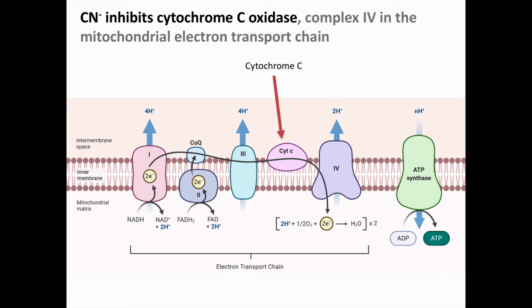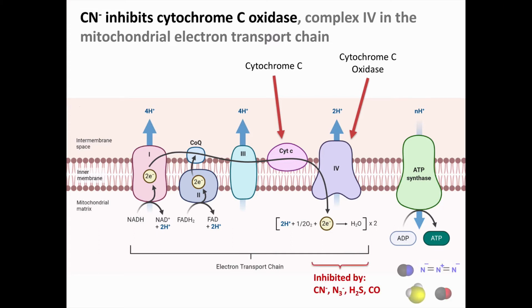Cytochrome C picks up electrons and is reduced by complex 3, and then carries those electrons where it drops them off and is oxidized by complex 4. Thus, complex 4 is also called cytochrome C oxidase. If we inhibit the action of cytochrome C oxidase, the electron transport is halted, we stop pumping hydrogen ions, and ATP synthesis shuts down.